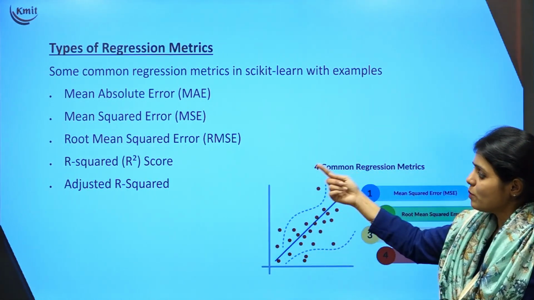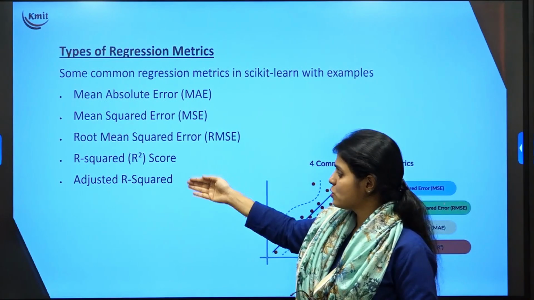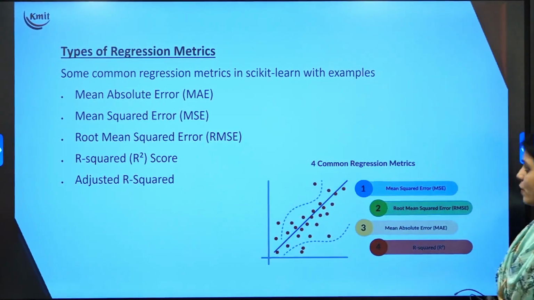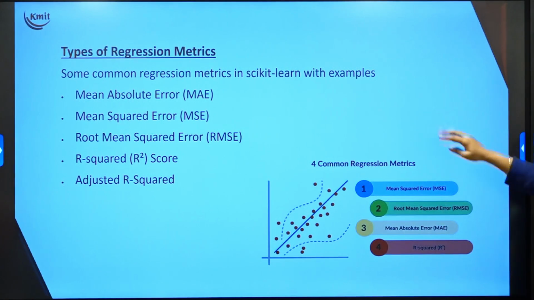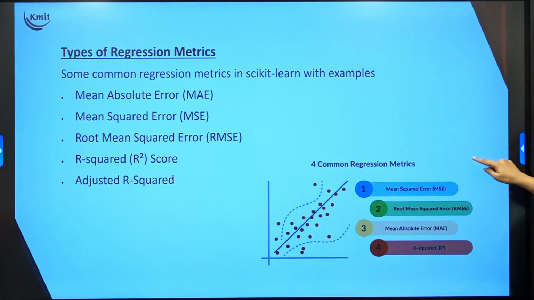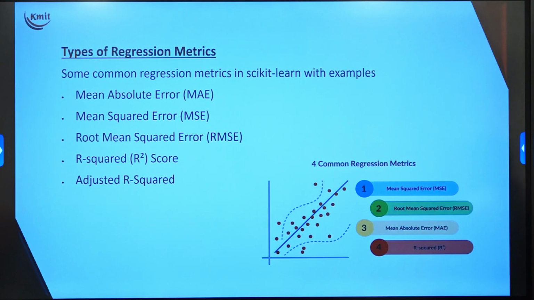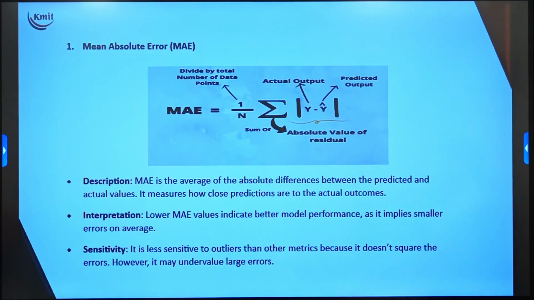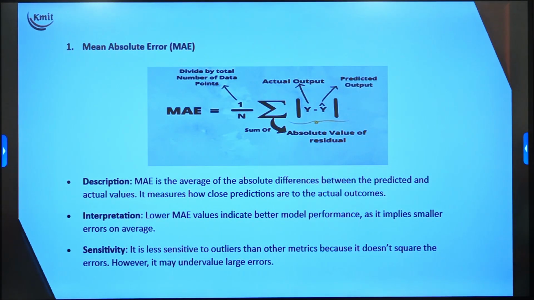Apart from R square error, we also have an extension of it, called adjusted R square. Most probably we will be using the first four, which are the common regression metrics: mean square error, root mean square error, mean absolute error and R square error. Let's discuss each and every metric in detail. First, let's start with mean absolute error.